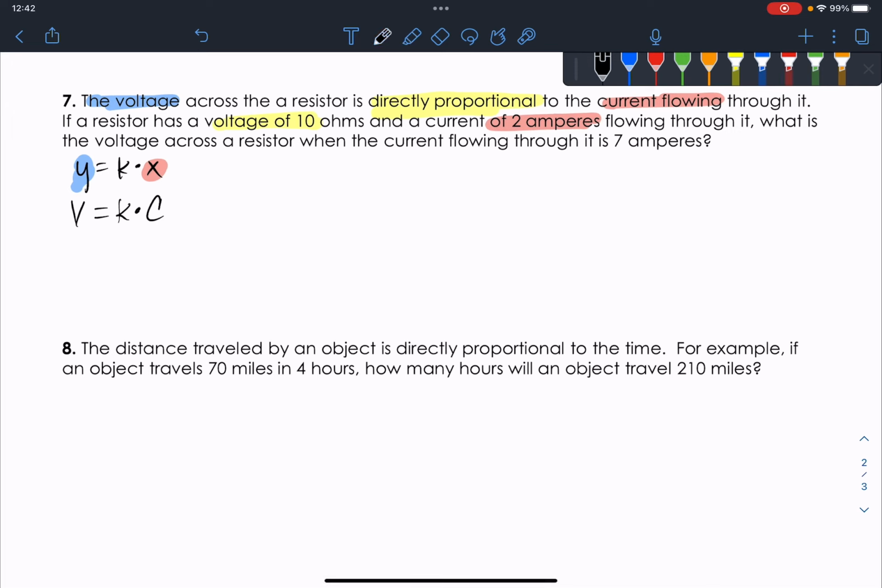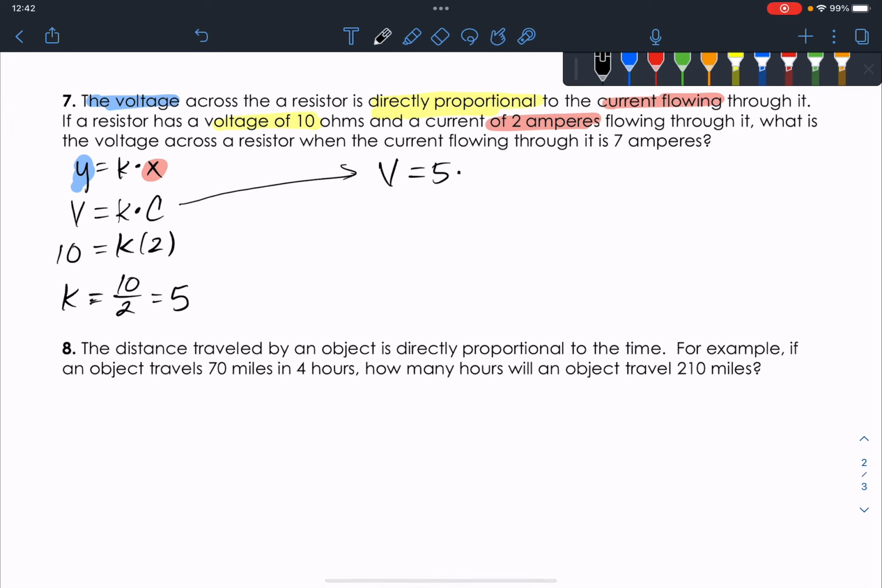So let's substitute in that. And because we're multiplying k with 2, we're going to divide both sides by 2 to figure out the value of k. So 10 divided by 2, and we find that k equals 5. So now with k equal to 5, from this formula we can substitute in k with 5. And our formula that relates the voltage with the current is V equals 5 times whatever C is.